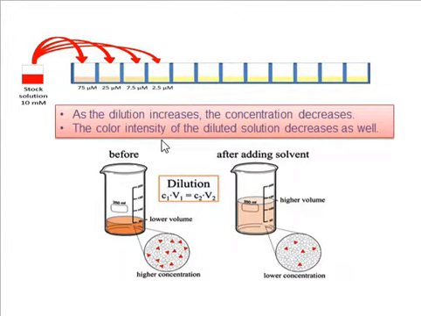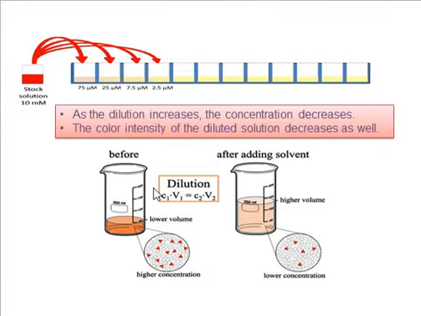According to Beer-Lambert law, as the concentration of a solution increases, the color intensity increases, so the light absorbance increases as well. So, with regard to the definition of dilution, the concentration decreases as the dilution increases, and so the color of the solution will be lighter and lighter. So as the dilution increases, the concentration decreases, and the color intensity of the diluted solution decreases as well.